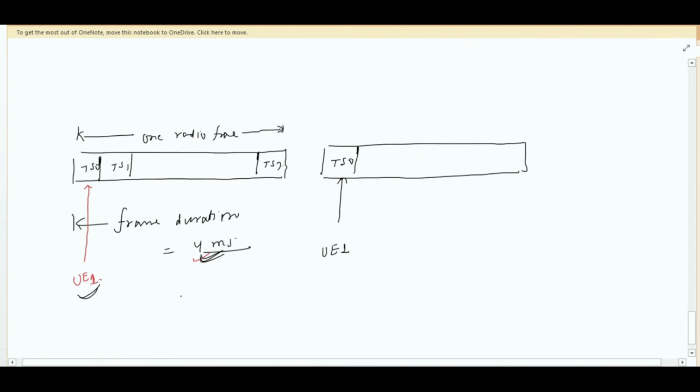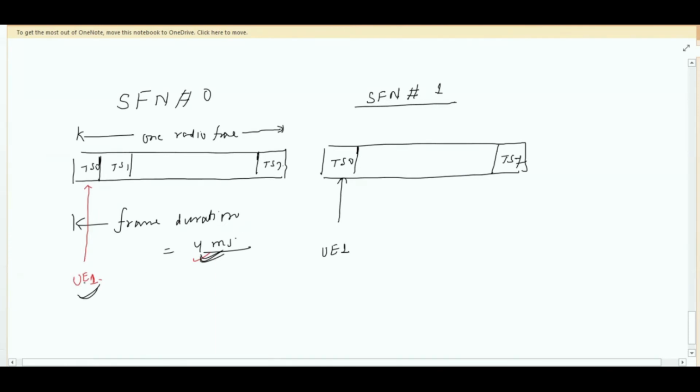Next question. In another radio frame, suppose this is your radio frame number 1. That radio frame we represent with the terminology SFN, system frame number. So this is system frame number 0, and this is system frame number 1. Again there are 8 time slots. Now the next question they ask: in the next frame another slot will be allocated, so it can be any slot in the next frame or the same slot.